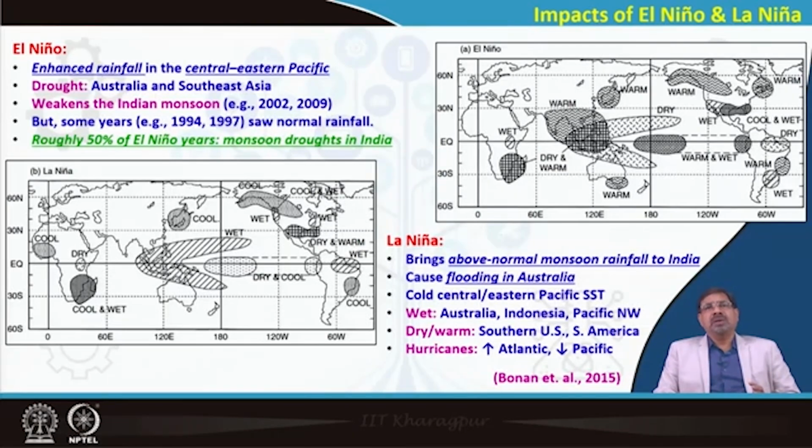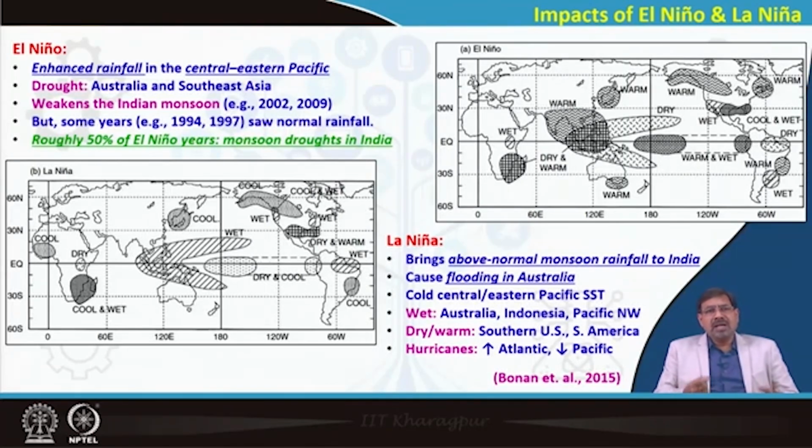This has already been recorded in 2002 and 2009. But there are some exceptions, in 1994 and 1997, which showed normal rainfall despite having a little bit of El Nino impact. So, in roughly 50% of El Nino years we have received droughts in the monsoon season, or monsoon droughts in India.